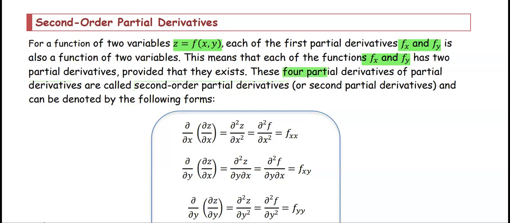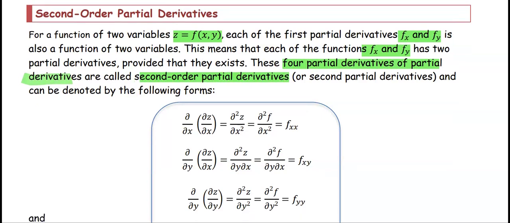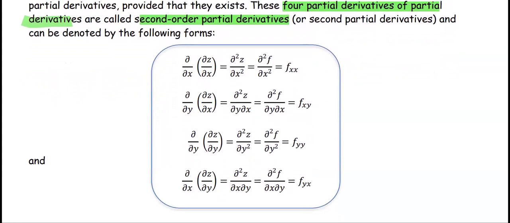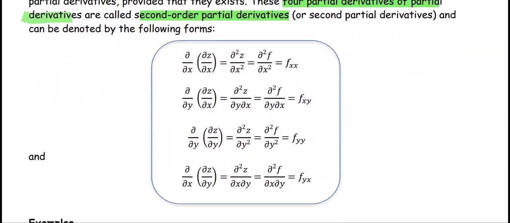These four partial derivatives are called second order partial derivatives, or just second partial derivatives. And these can be denoted by the following forms. In the parentheses here, that's the first partial derivative. And then when you find the derivative on top of it, it's called the second order partial derivative with respect to x, and the shorter notation is f subscript xx.